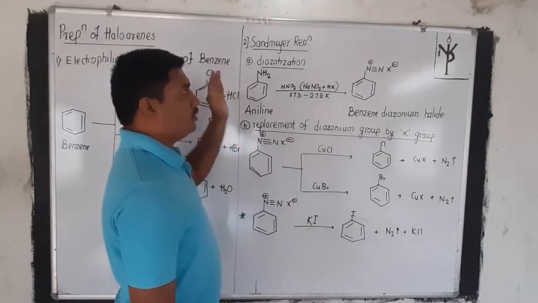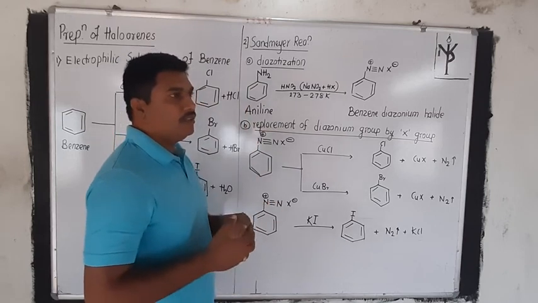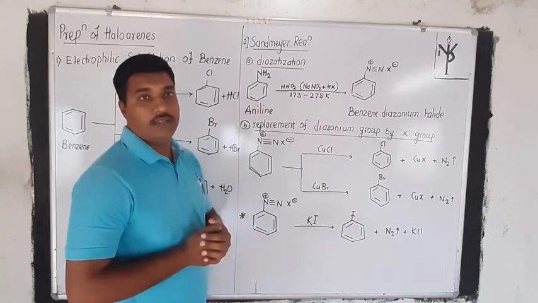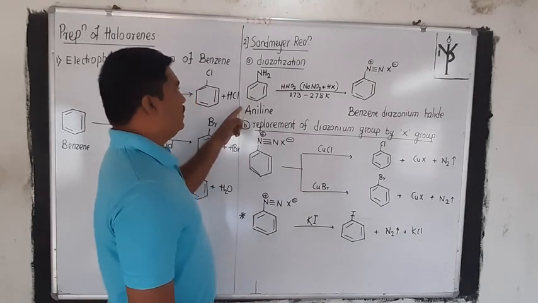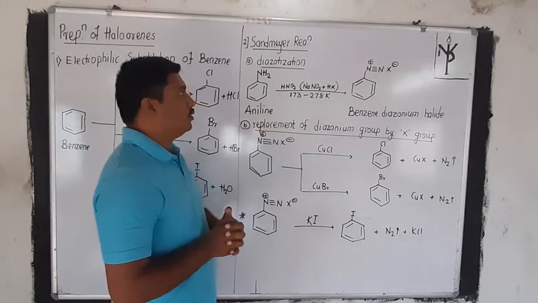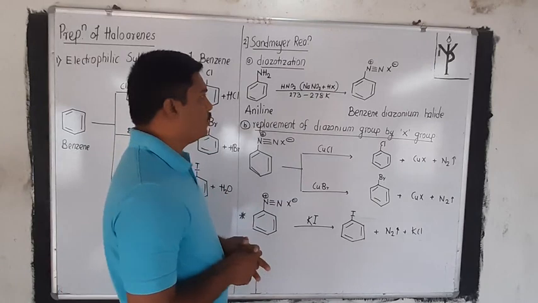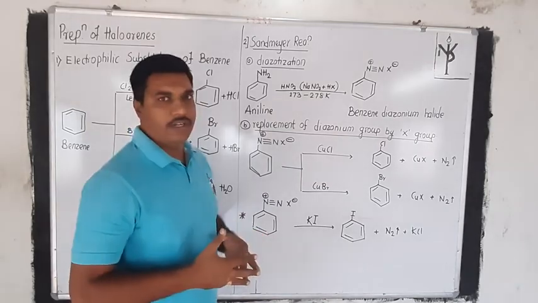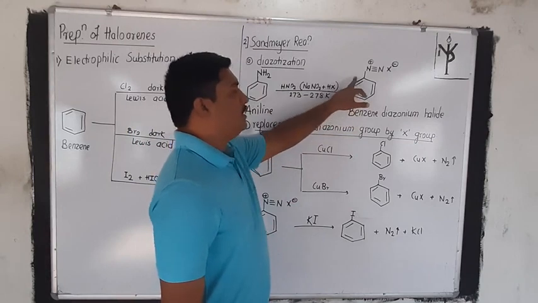The starting material for the Sandmeyer reaction is aniline. That means benzene amine, benzene attached with NH2, is benzenamine, generally known as aniline. Aniline reacts with nitrous acid, that is HNO2, a combination of NaNO2 and HX. HX may be HCl or HBr. The condition is 273 to 278 Kelvin, that means a low temperature reaction, near about 0 to 5 degrees Celsius. It produces benzene diazonium chloride.